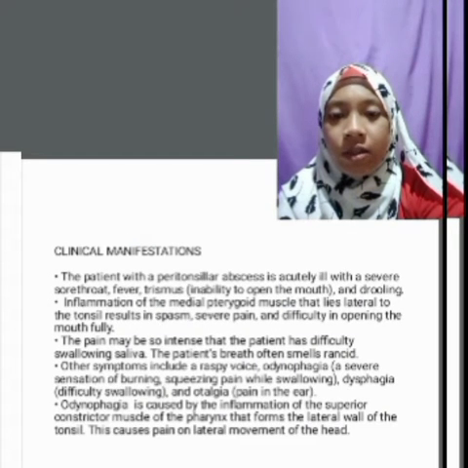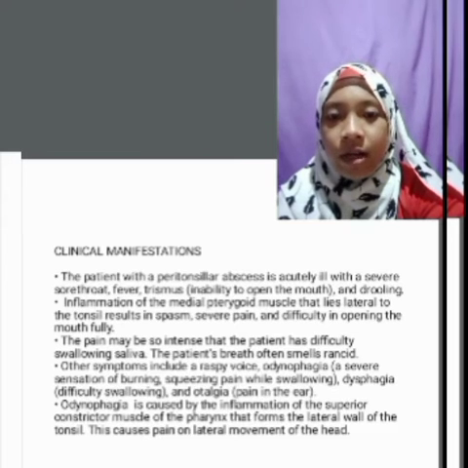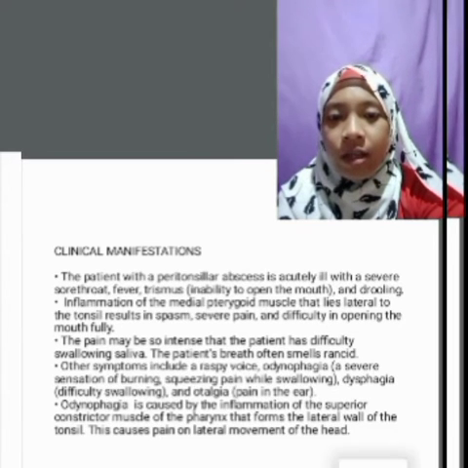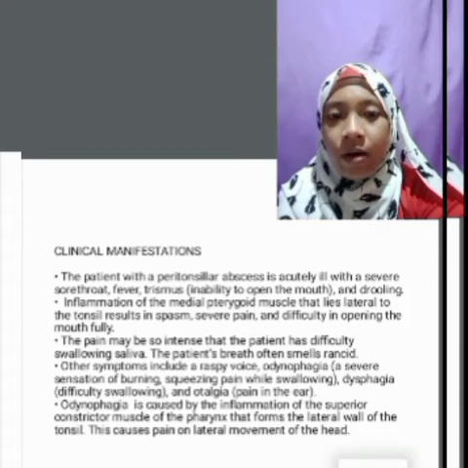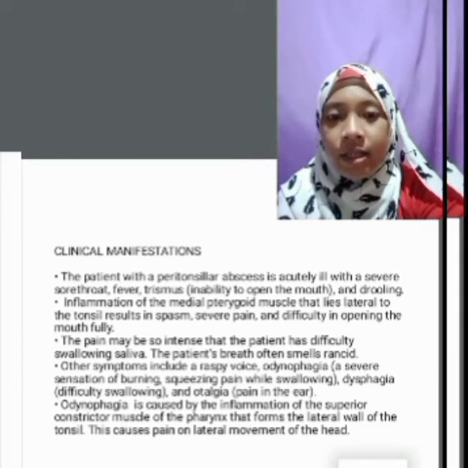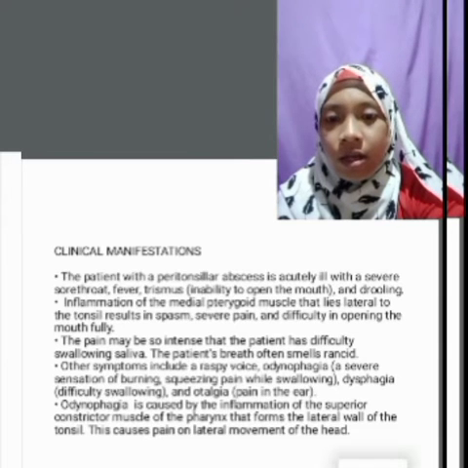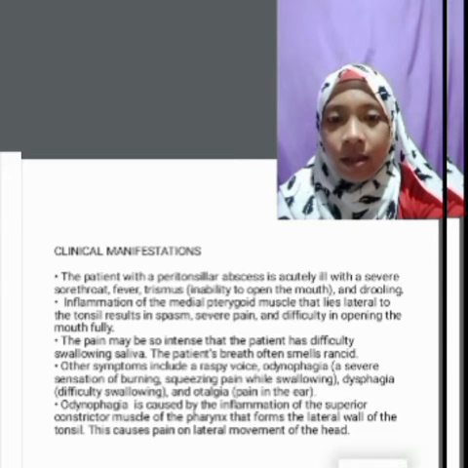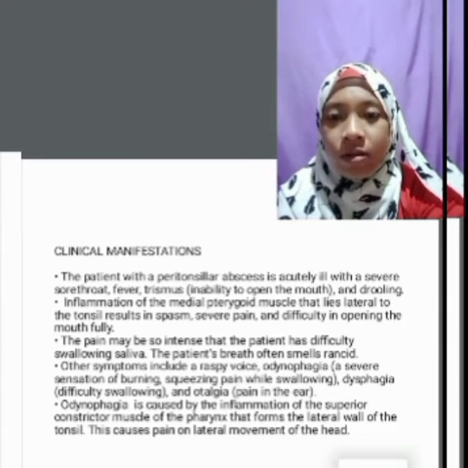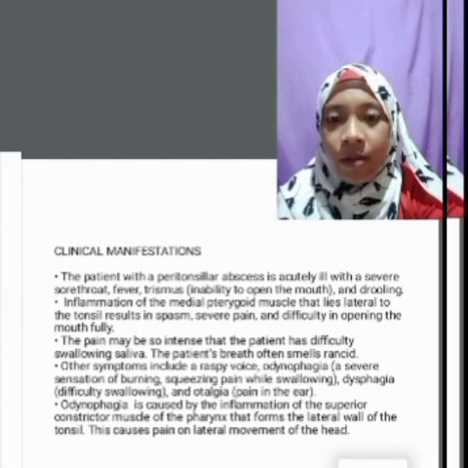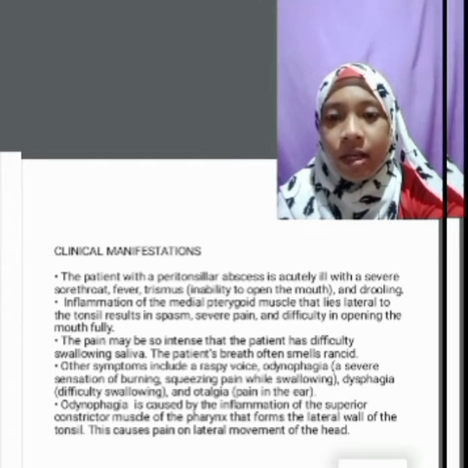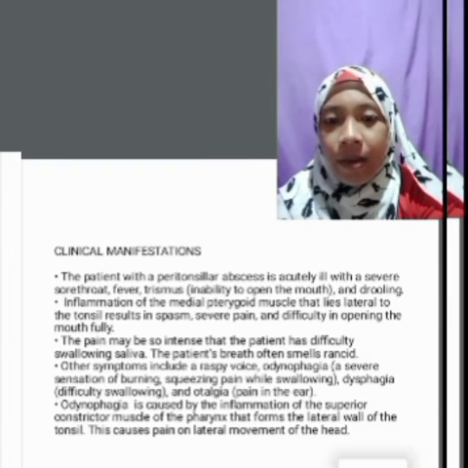Clinical manifestation. The patient with a peritonsillar abscess is acutely ill with a severe sore throat, fever, trismus, inability to open the mouth, and drooling. Inflammation of the medial pterygoid muscle that lies lateral to the tonsil results in spasm. Severe pain and difficulty in opening the mouth fully. The pain may be so intense that the patient has difficulty swallowing saliva. The patient's breath often smells rancid.